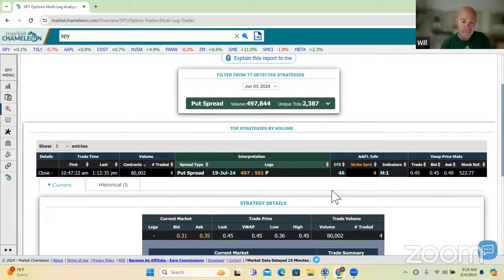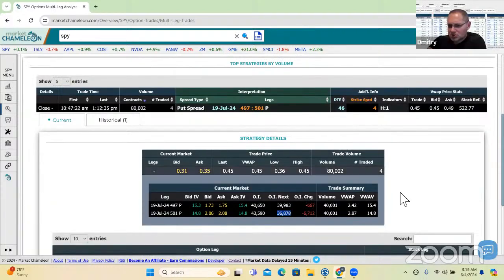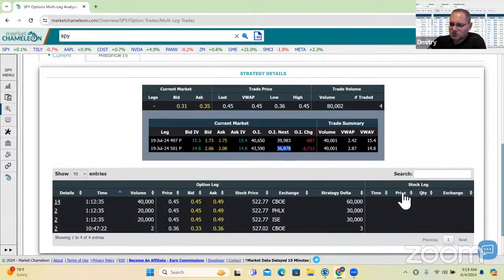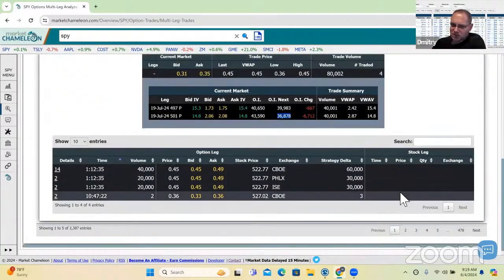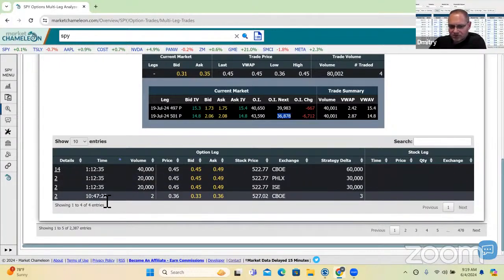Perfect. So let's come down here just to analyze it a little bit more. And here we see that it traded 4 times. The first time was at 10:47:22 a.m. and that only traded 2 contracts for 36 cents. And that happened on the CBOE.